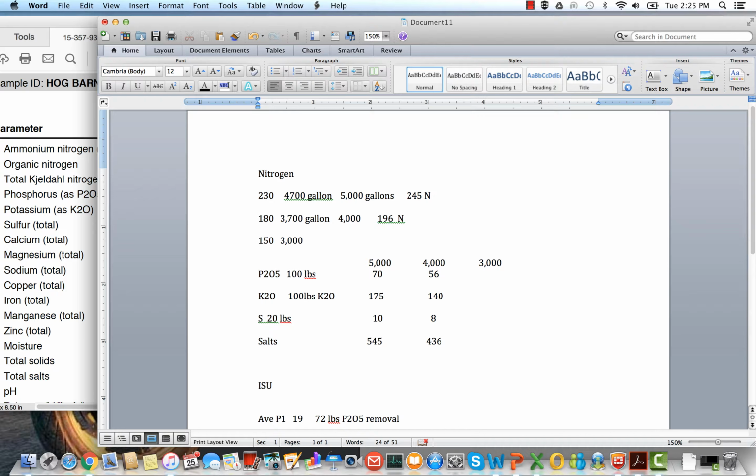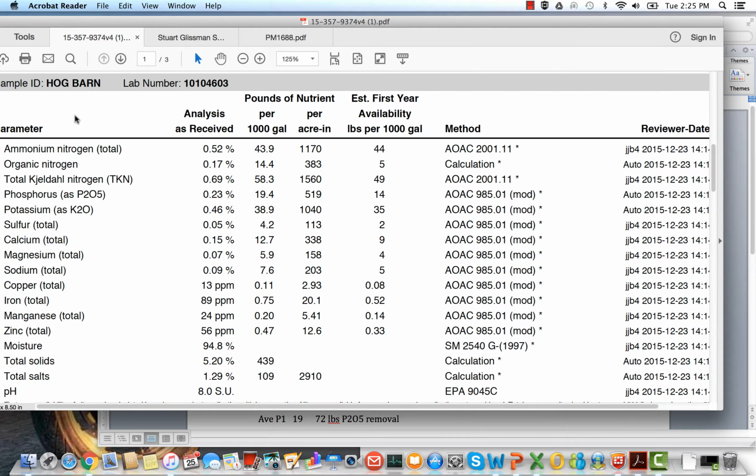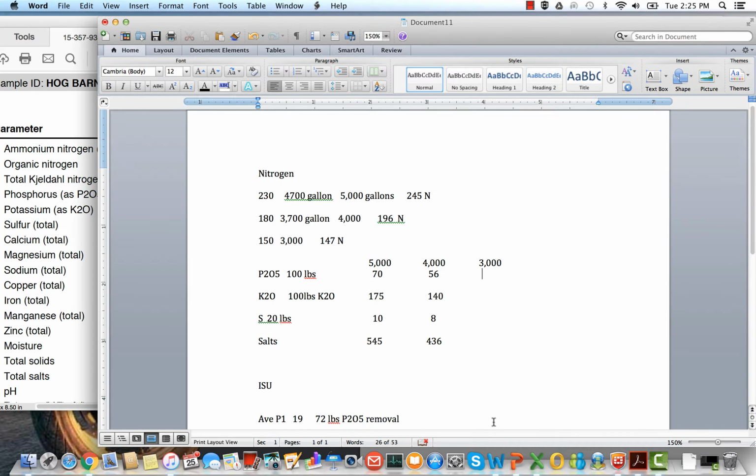But lastly, let's just say that we were in an area where we really wanted to pay attention to the environmental side. We did not want to exceed that maximum return to nitrogen that Iowa State puts there. So let's just say we're going to do 3,000 gallons. So 3 times our 49 is 147 pounds of N. And then 3 times our 14, 42 pounds P2O5.